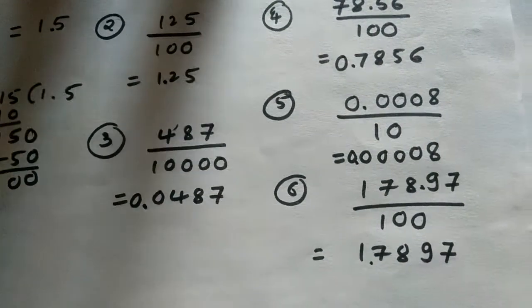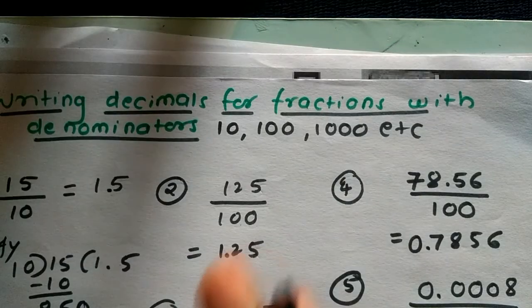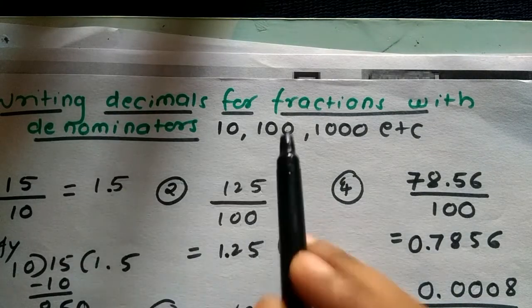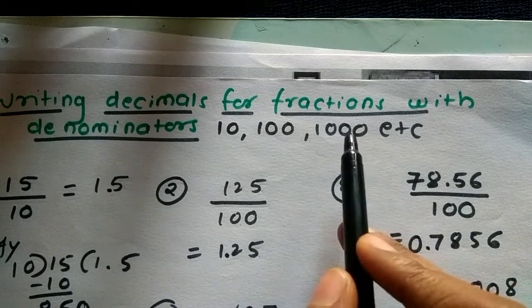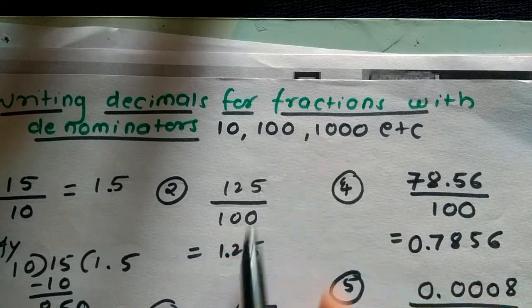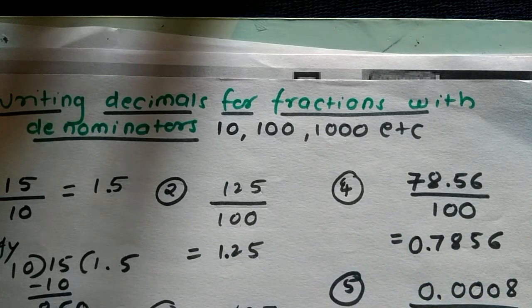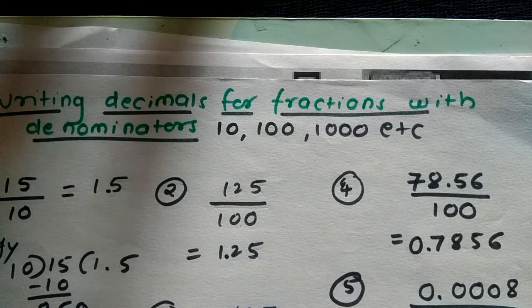So this is how to write the decimals for fractions with denominators 10, 100 and 1000. For this kind of question, there is no need to do the actual division. Directly you can write the decimals or the answer.